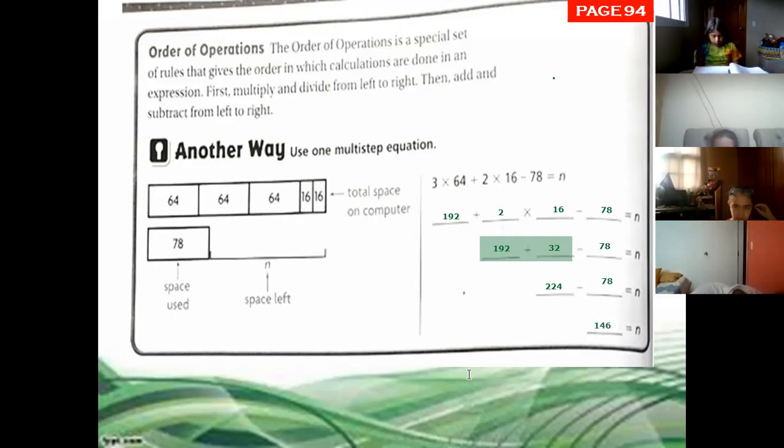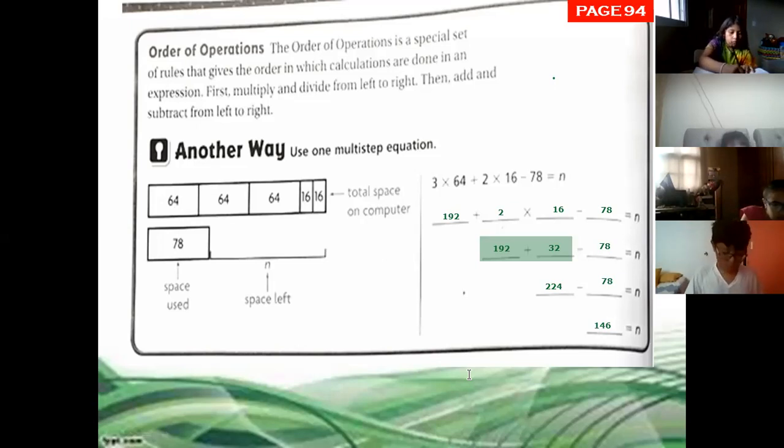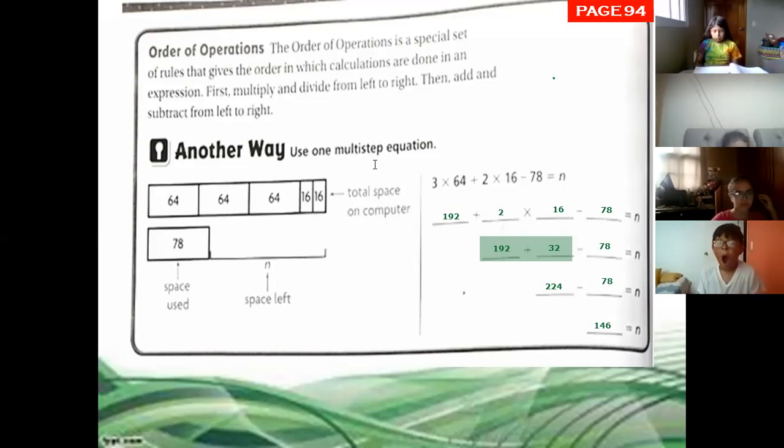146. So if you can see, maybe I can see some faces right now. Some of you were like, what? But this procedure and the way that we're trying to solve this equation is solving a multi-step equation. It means that I need to do 1, 2, 3, 4 steps to solve these kinds of problems, like when you need to read and get information.